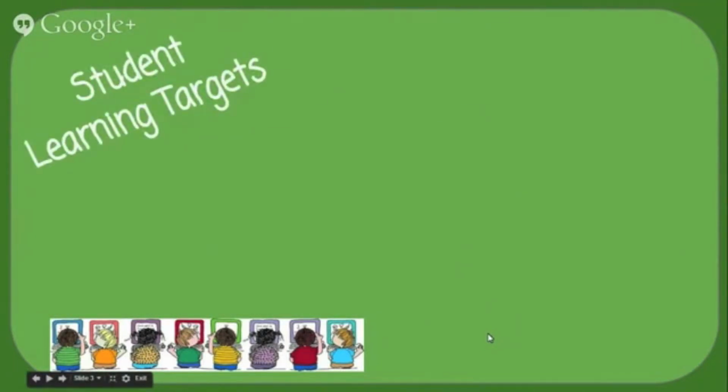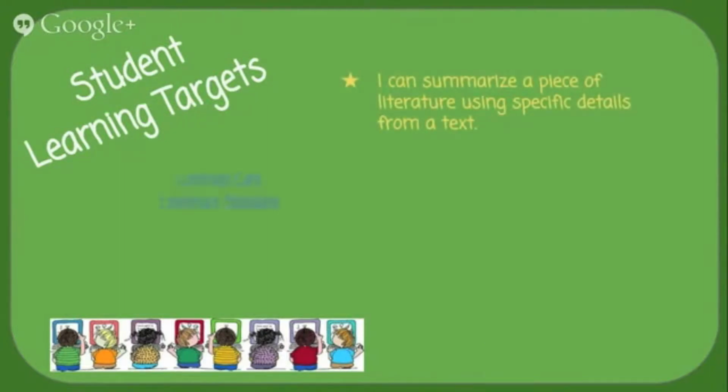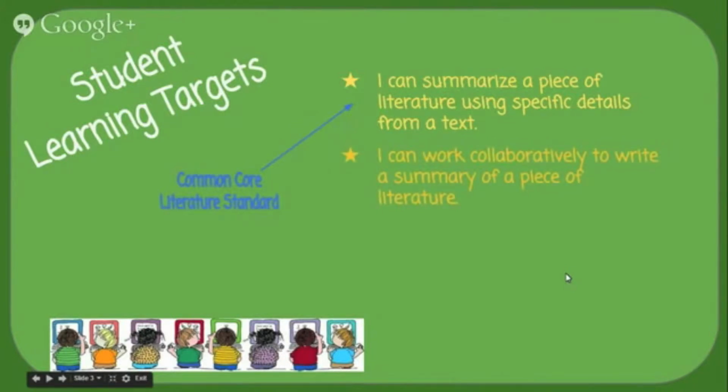So I created some learning targets for my students. That's the way that I start off all of my lessons, so that this way they fully understand what their objective is. So the first learning target was I can summarize a piece of literature using specific details from a text, which is a Common Core learning standard. And then I can work collaboratively to write a summary of a piece of literature.